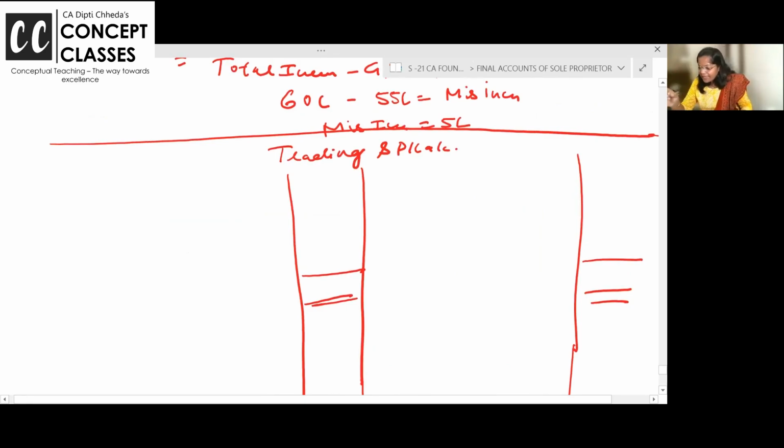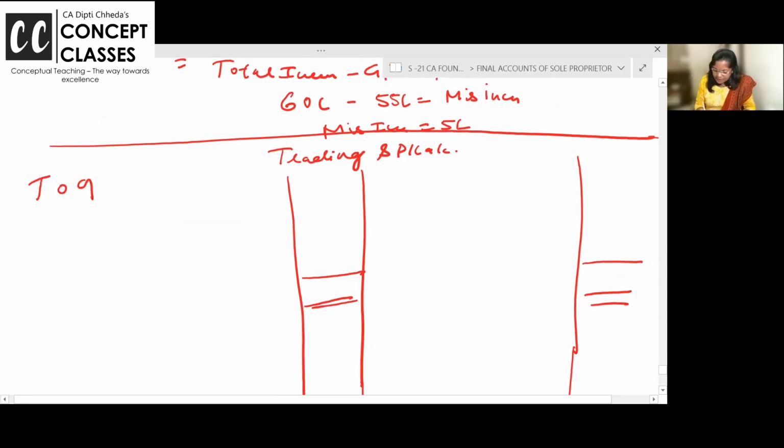Opening stock is given in trial balance. See, I am reading, you read. I am explaining, you listen. And now I am writing. Opening stock will always come on the trading account debit side. You write it. This is the thumb rule for online classes. Opening stock, 75,000.